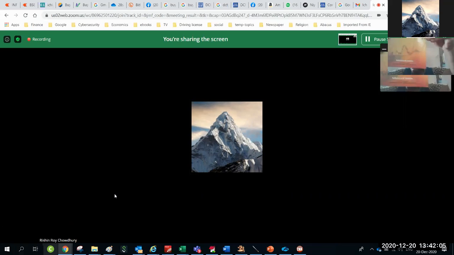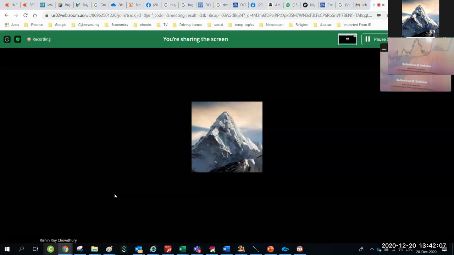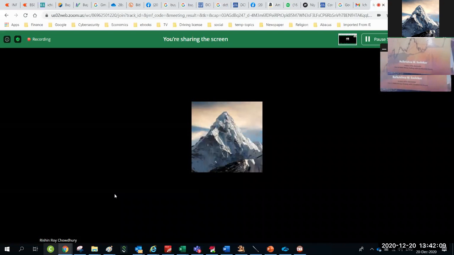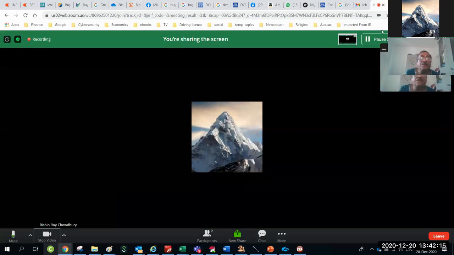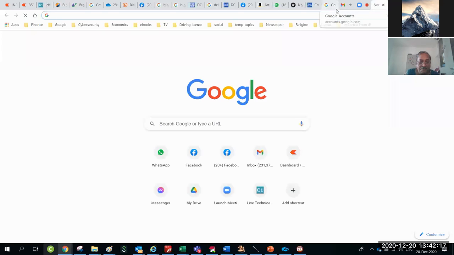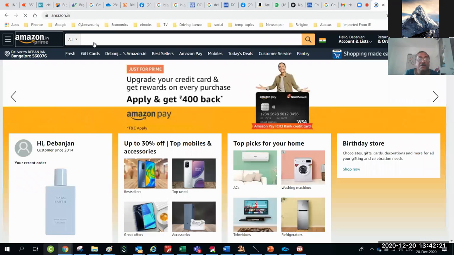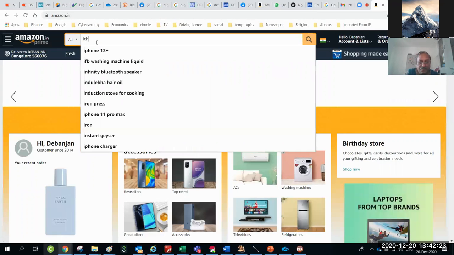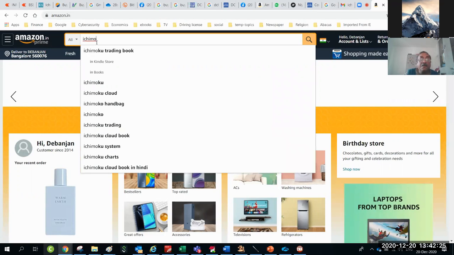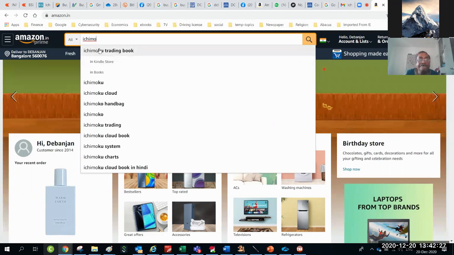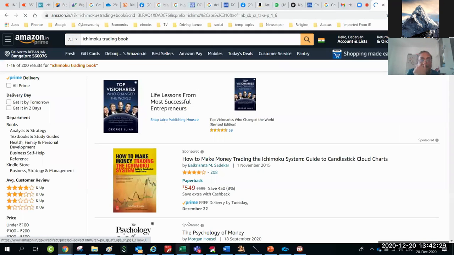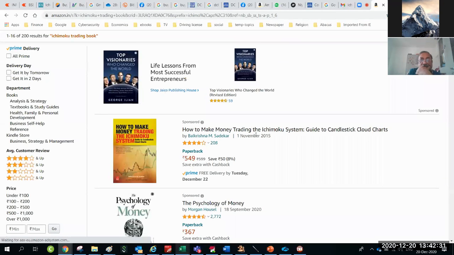Balakrishna M. Sadekar. There is only one book available, I think, in the market. If you go to Amazon, there is a buying book. It's a wonderful book.